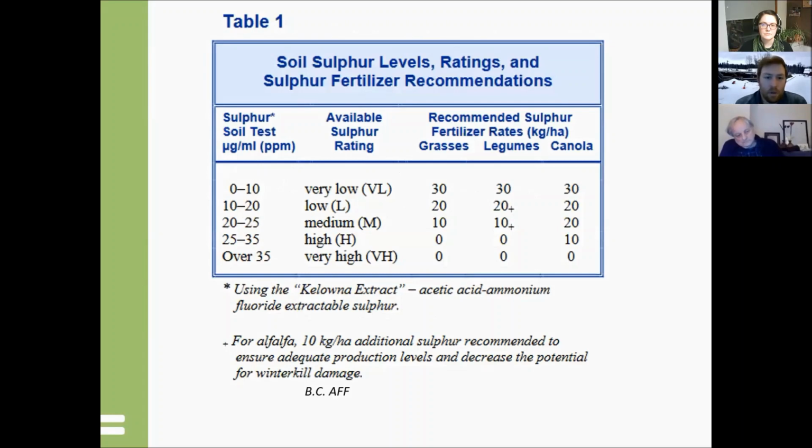And like you saw earlier, rates for sulfur range somewhere from 0 if you have sufficient in the soil, up to about 25 or 30 pounds per acre. And this is actually a table from one of our old BC agriculture documents. So it recommends for alfalfa to add an extra 10 kilograms per hectare, which is 9 pounds per acre, just to make sure that the alfalfa crop has enough.